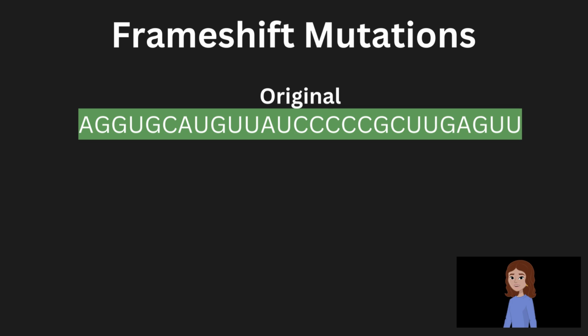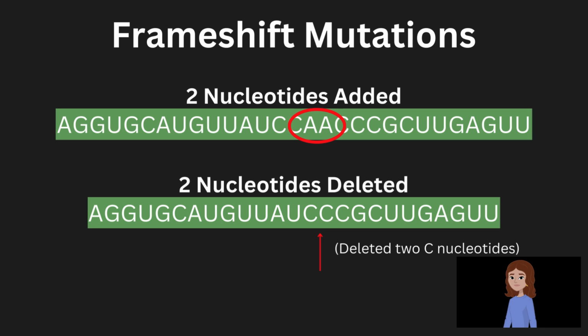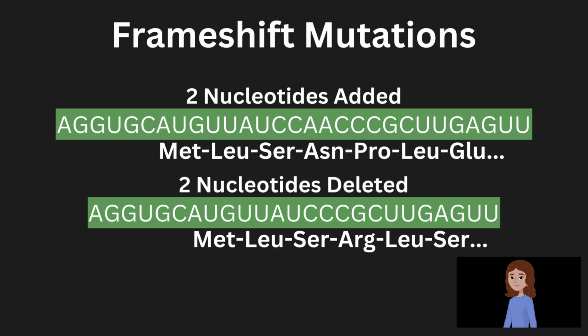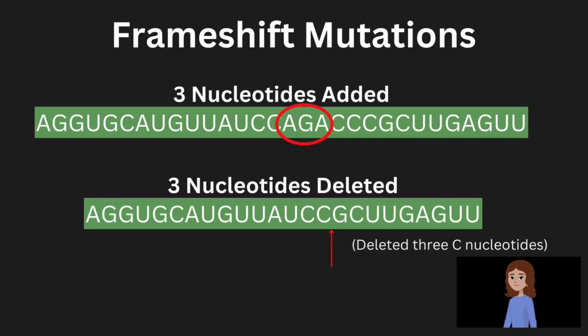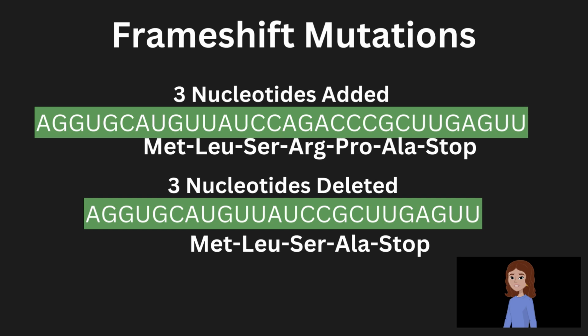If 2 nucleotide bases are added or deleted instead of 1, the protein is still probably not going to be very functional. However, if 3 bases get inserted or deleted, there is a chance the protein will be functional since it just added or deleted one whole codon. This means that there are likely no downstream effects.